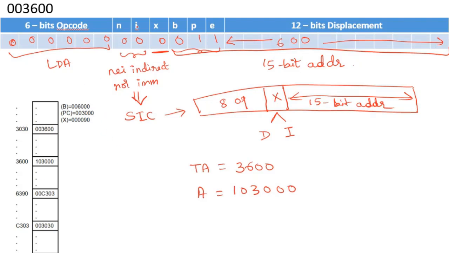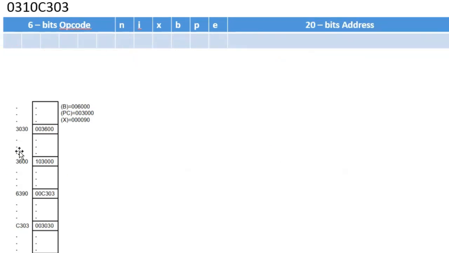This is a special example. Please note, when both N and I values are 00, you need not treat BPE as flag bits. Instead, they should be treated as part of the address, right? And this X bit alone will determine the addressing mode. So if this X bit is equal to 1, then what do we have to do? The target address has to be added with the index register contents only when X is equal to 1. Okay, so let us take up the last example.